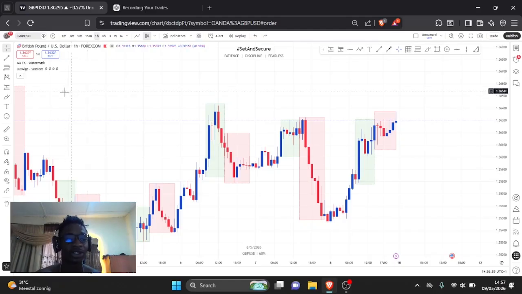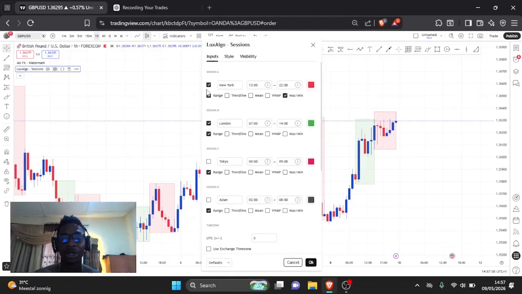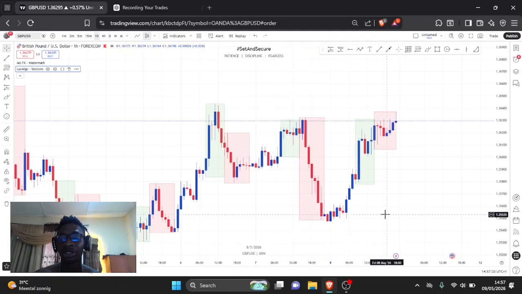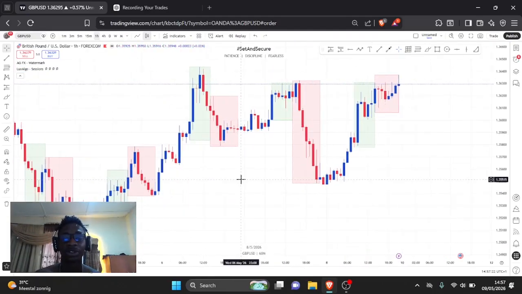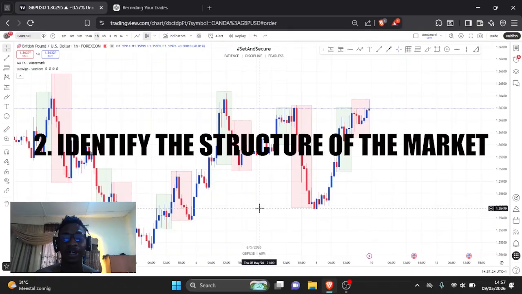So once you've gotten the sessions indicator, click on it and you'll see a settings icon. Click on it, and you want to only tick the New York and the London. Then untick the Tokyo and the Asian sessions. We have no business in the Tokyo and Asian sessions. We have business in the New York and London sessions. Is that understood? Right. Once you've done that, what you need to do right now is identify the structure of the market.